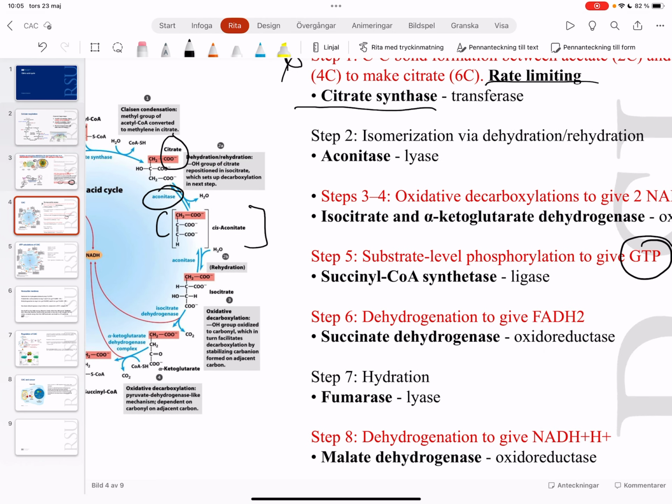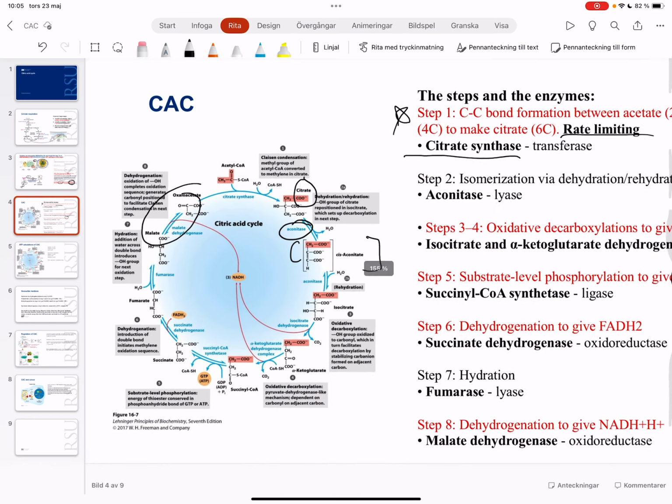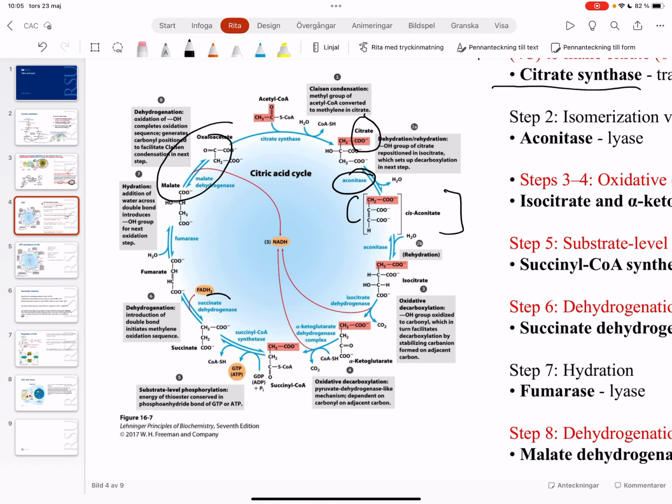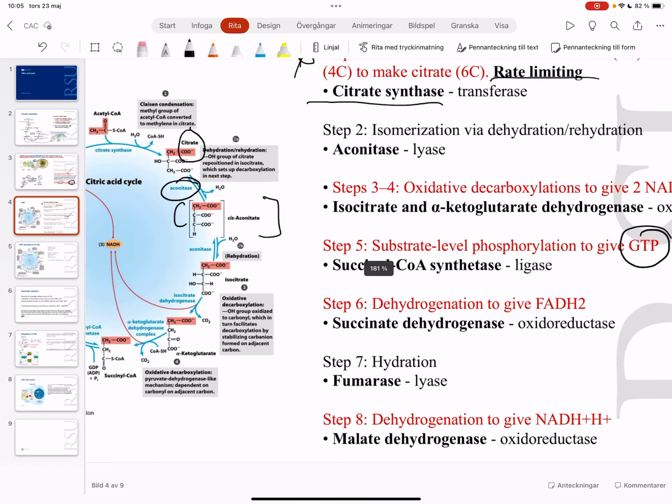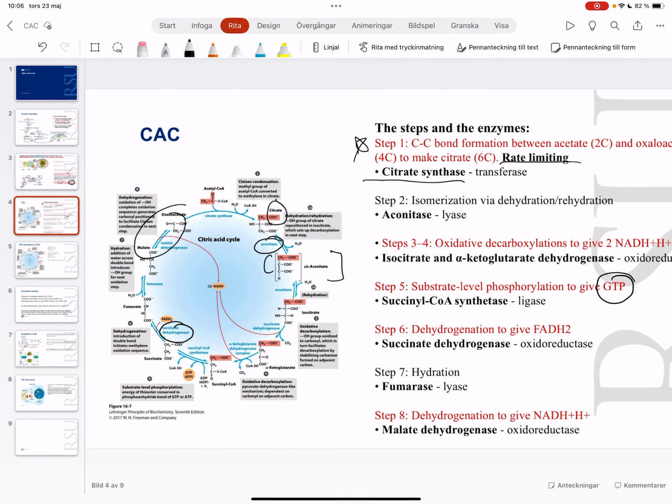I mentioned here that this step right here would be connected to the ETC and to a complex. That's because here in step number 6, we will have succinate dehydrogenase, which will oxidize succinate to fumarate, and in that process it will release FADH2, and that will be used in the electron transport chain. So that's important to remember. Then we will have step number 7, and then we'll get to step number 8 and we will get NADH plus H plus.